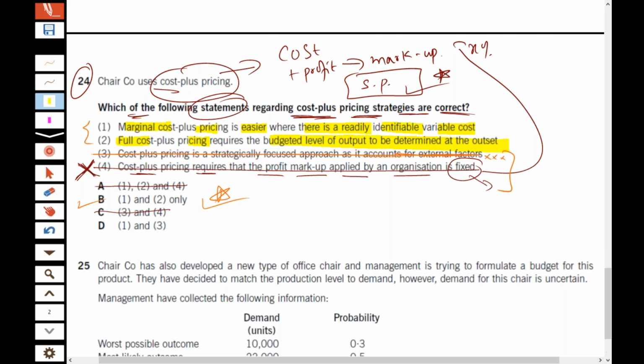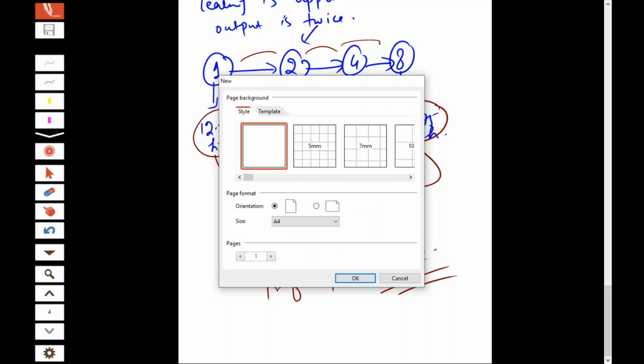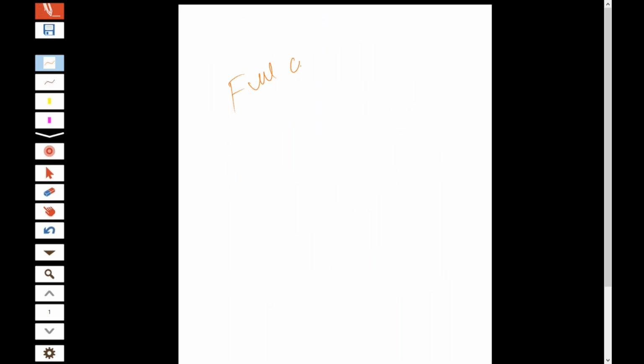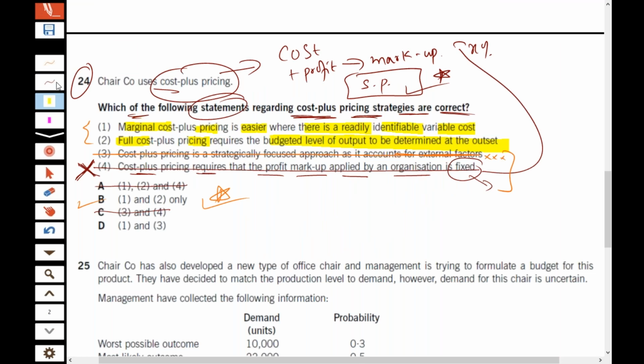Yes, full cost. Actually, if I can explain here, what do you mean by the term full cost? Just see, full cost means variable cost plus fixed cost. This is known as the full cost. And full cost includes the burden of fixed cost as well. And for fixed cost, you need to calculate the budgeted output. So you need to calculate overhead absorption rate. So that is why full cost requires budgeted output to be determined at the outset. So the answer is 1 and 2.